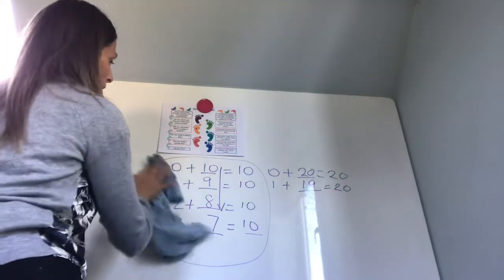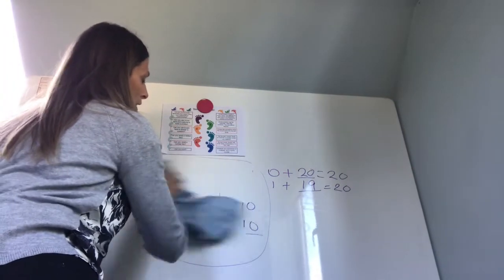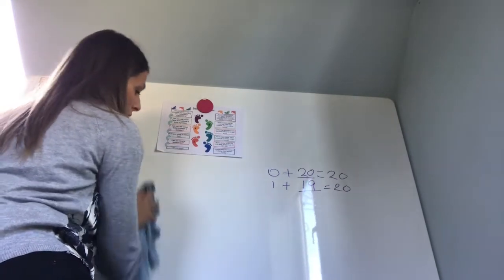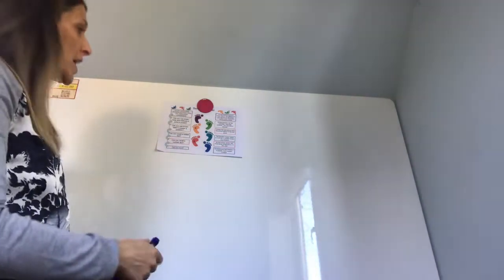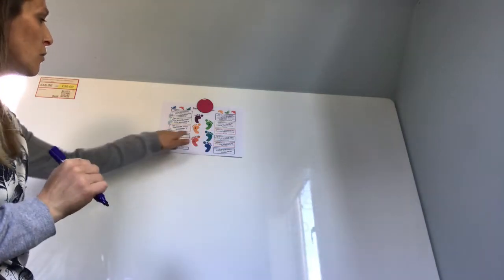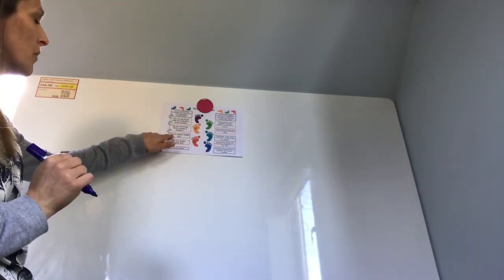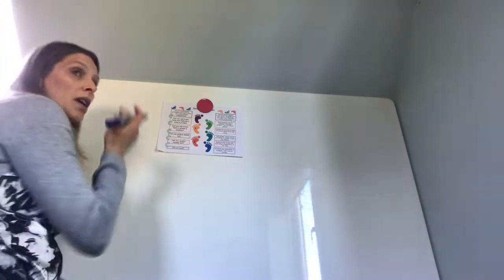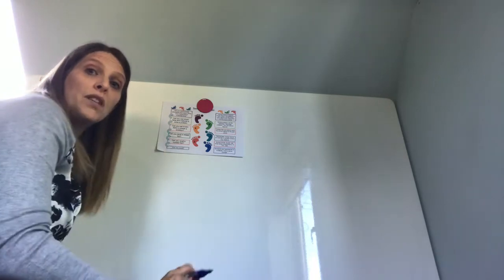Okay, let's have a quick look at fact family. Now remember, a fact family looks at the different operations and how they are changed to help us look at the next facts here. So we're moving up to number 3. We are looking at fact families here. So we're looking at the inverse. Remember that posh word, the inverse?